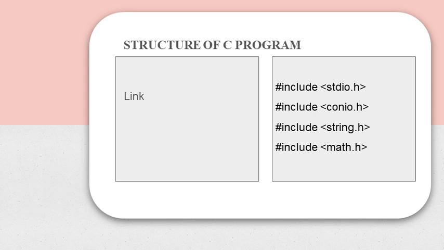The link section refers to the part where necessary header files are included. These header files contain declarations for functions, macros, and data types that are defined in external libraries or other parts of the program. The main purpose of the link section is to inform the preprocessor and the compiler about the availability of these external resources, allowing the program to use predefined functions and data types from the standard C library or other custom libraries.